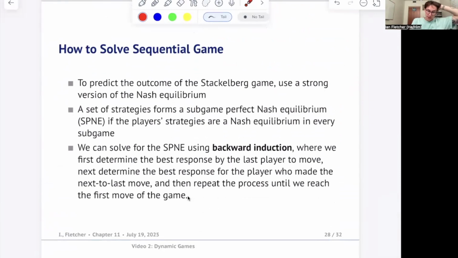We talked about this a little bit at the top, but solving a sequential game is really easy. So to predict the outcome of the Stackelberg game, we're going to use a strong version of the Nash equilibrium. And so this set of strategies is going to form what we call a subgame perfect Nash equilibrium. If the player strategies are in Nash equilibrium in every subgame, it is going to be a subgame perfect Nash equilibrium. And so we can solve for the subgame perfect Nash equilibrium using backward induction, where we first determine the best response for the last player to move.